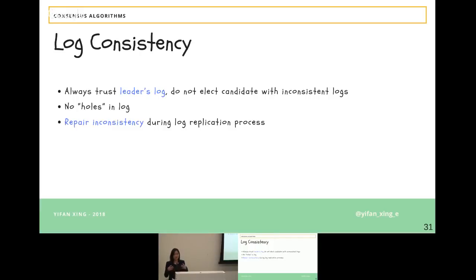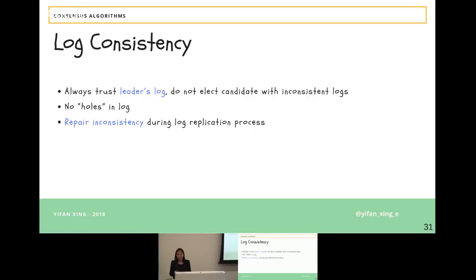This is, again, circling back to the question about how do we elect people, and it's going to be covered here. So basically, we make sure the log is consistent using two things. One, we always trust the leader's log. We do not elect candidates that we don't believe have a complete log. And we're going to give more examples later.